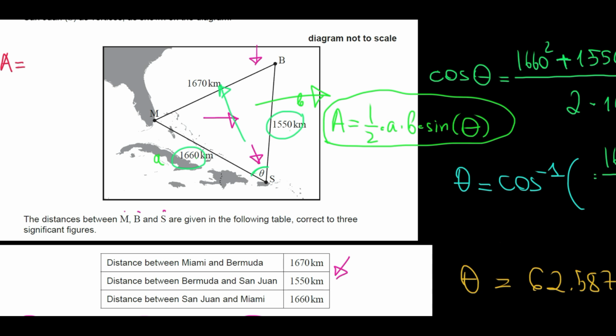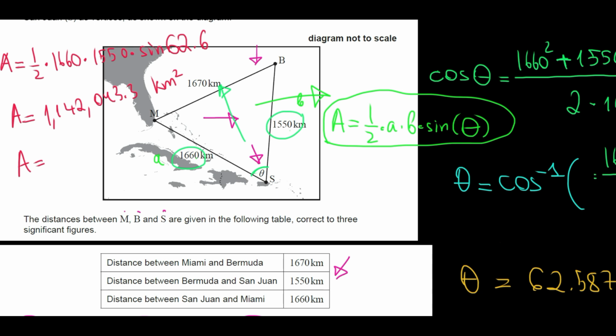We're going to have area equals 1 over 2 times 1660 times 1550 times sine of the angle, which was 62.6. You put all these things in a calculator and you just get the final answer, which would be 1,142,043.3 kilometers squared, since we have area. And if you want to write the answer at 3 significant figures, which is what they ask you to do, you're going to write 1,140,000 kilometers squared. And that's going to conclude the question.